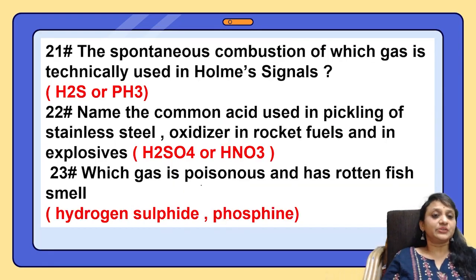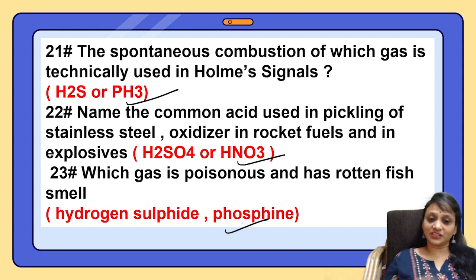Next, students. 21st question. The spontaneous combustion of which gas is technically used in Holme's signals? Whether phosphine or H2S, PH3. Name the common acid used in pickling of stainless steel, as an oxidizer in rocket fuels and in explosives. Quick answer, HNO3. Which gas is poisonous and has a rotten fish smell?